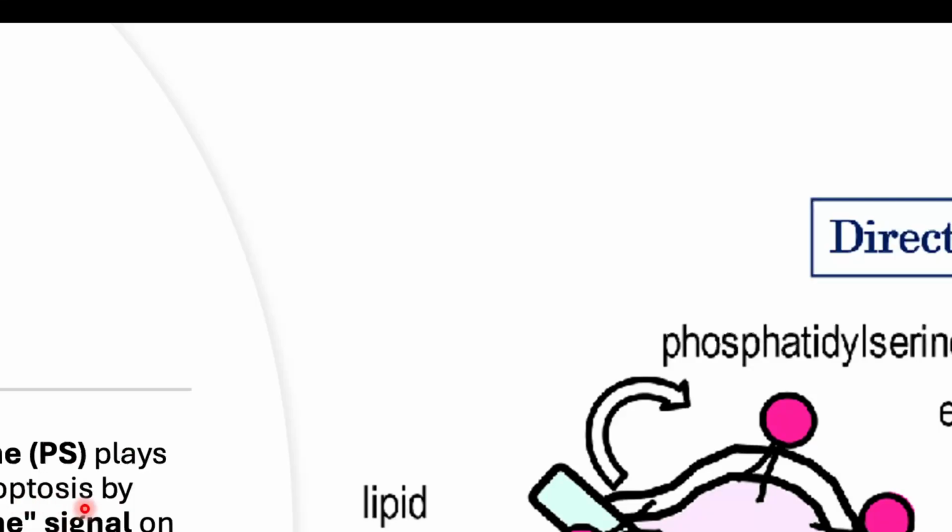Phosphatidylserine plays a crucial role in apoptosis by acting as an eat me signal on the surface of dying cells, which allows phagocytes to recognize and engulf them during the process of phagocytosis. So exposure of phosphatidylserine on the outer membrane of the cell is an eat me signal. The cell is trying to communicate that, phagocyte, you have to come and eat me or clear me because I am undergoing cell death or apoptosis.